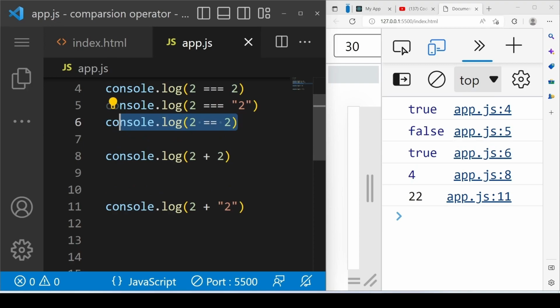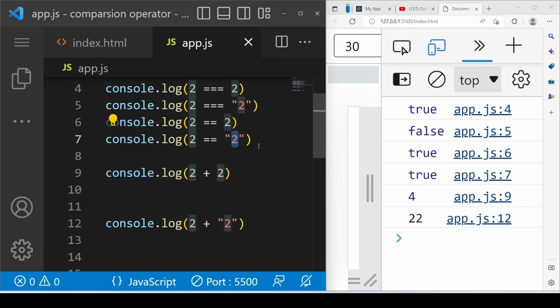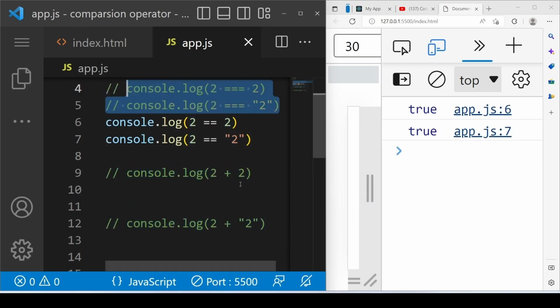But if we use the double equal sign, it performs a type conversion. It converts the string 2 to a number and then compares it with the number 2. Since both operands have the same value after conversion, this expression evaluates to true.